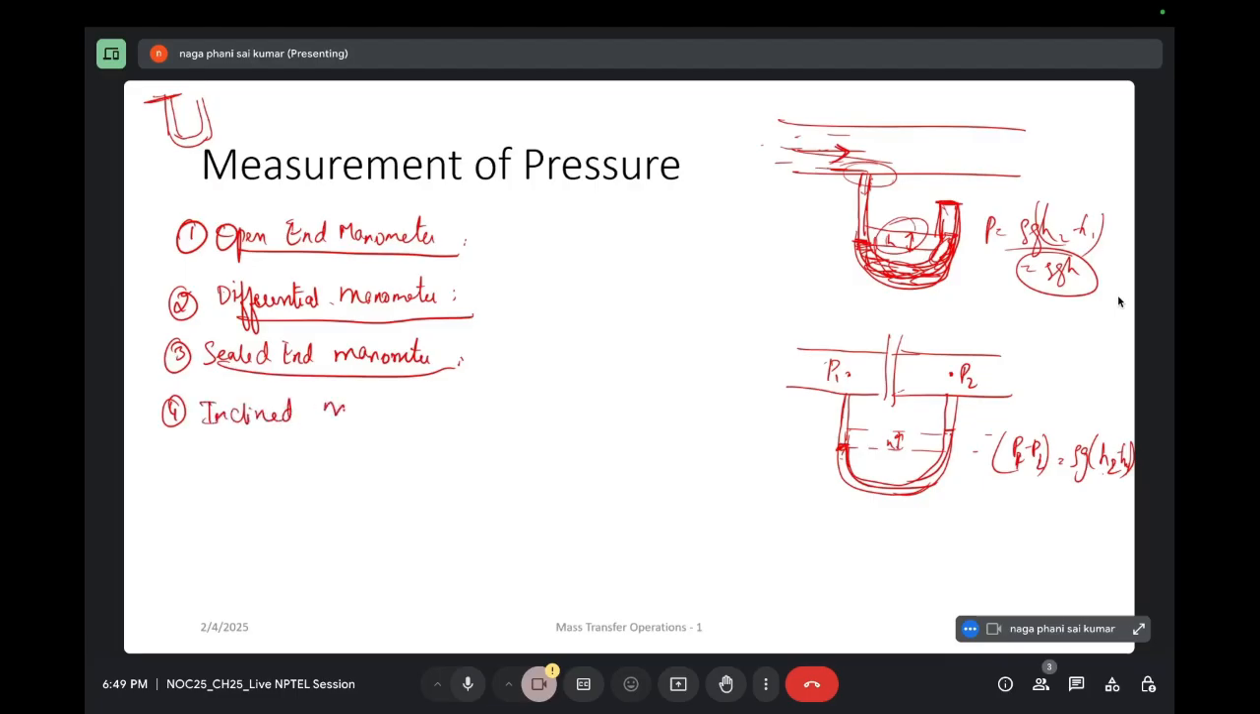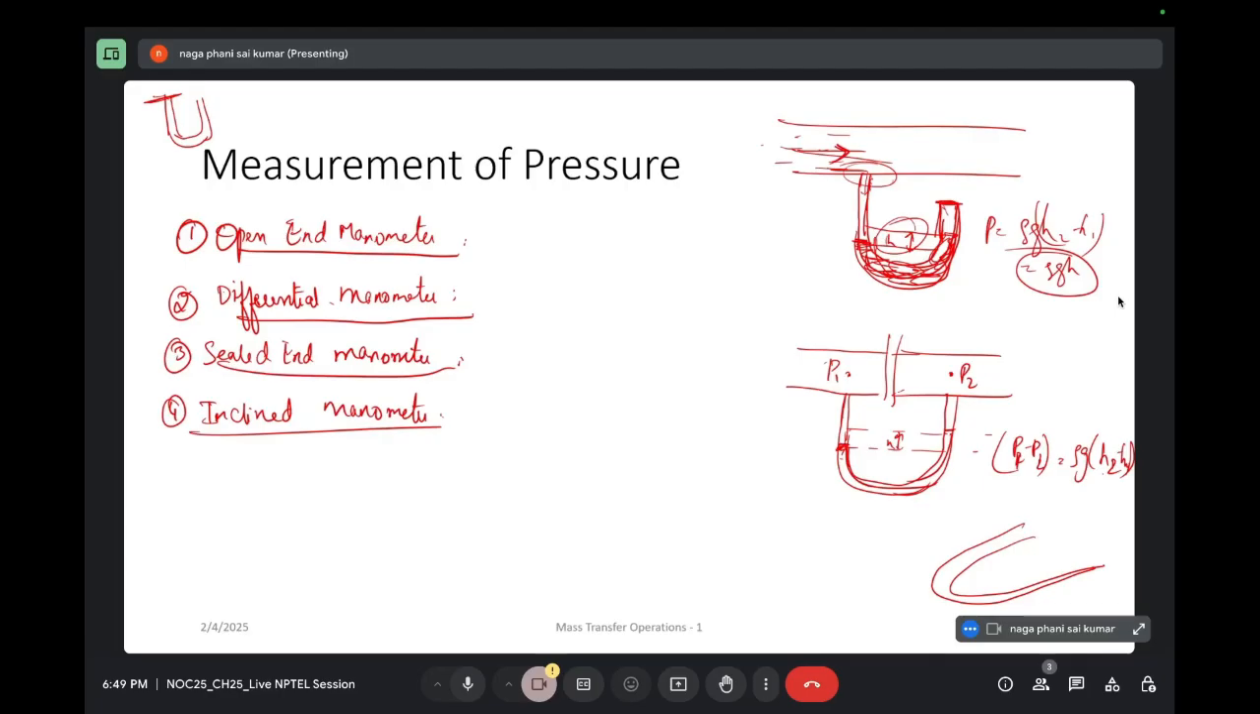Then we have the inclined manometer. The inclined manometer is nothing but an open end manometer or differential manometer, which is at a slight angle. So why do we need to place a manometer at an inclination? Because whenever the manometer is placed at an inclination, the accuracy of this manometer increases.